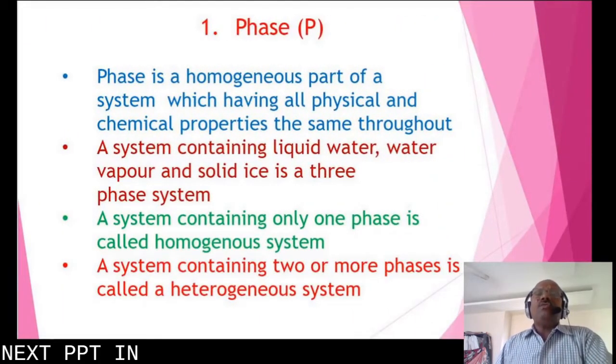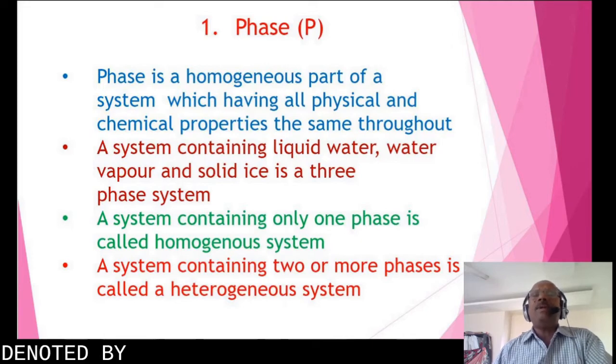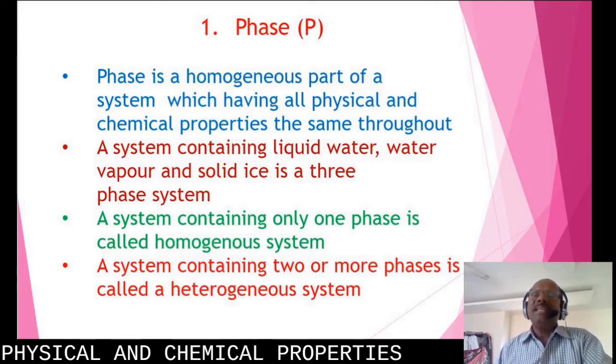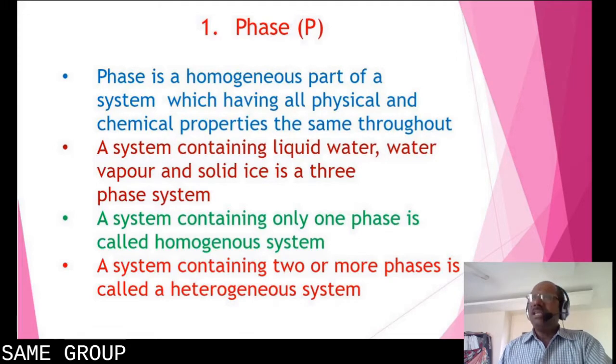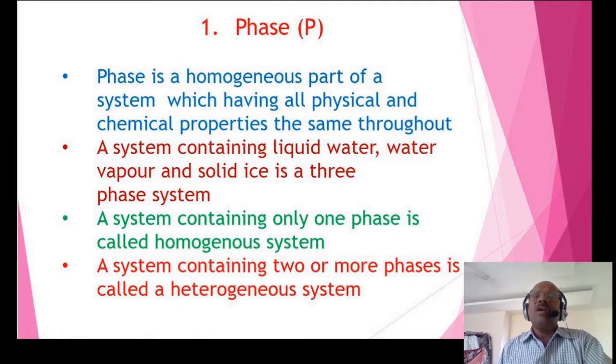Next PPT, in which we have to see what is meant by phase. Phase is denoted by letter P. Phase is a homogeneous part having all physical and chemical properties the same throughout. Means physically matter may be different, or chemically it may be different. Whenever they are different, we can't say it is one phase. For saying it is a single phase, it should have the same physical and chemical properties.